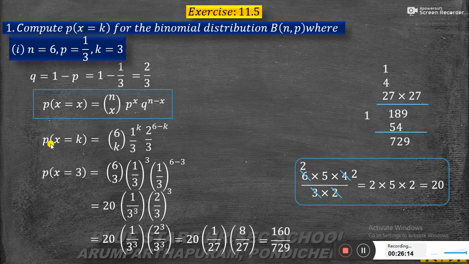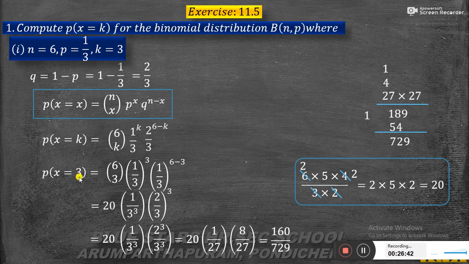So I substitute probability of x equal to k, now I substitute the x value, that means x equals 3. Here probability of x equal to k, so x equal to k means x equal to 3. I substitute n value is 6, 6Ck. Next p value is 1 by 3, 1 by 3 whole power k. Next q value is 2 by 3 whole power 6 minus k. Now here the k value is 3.